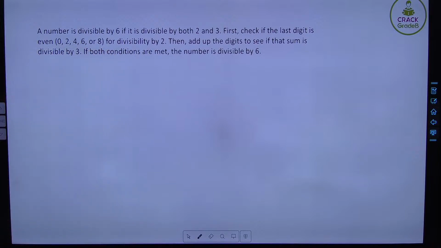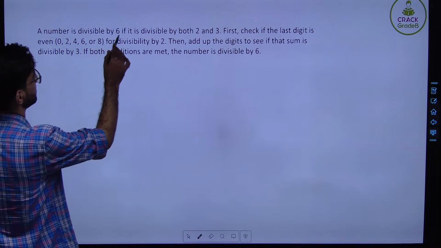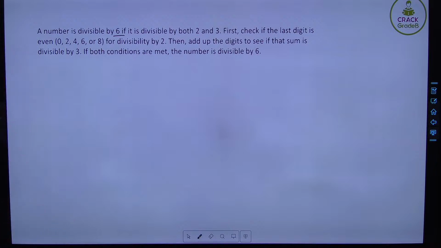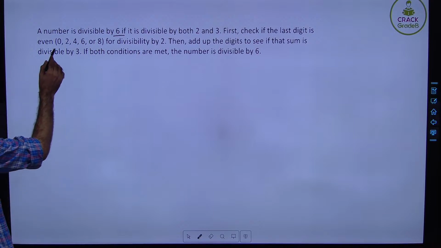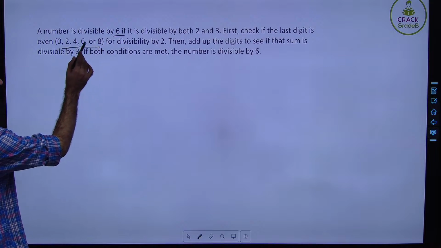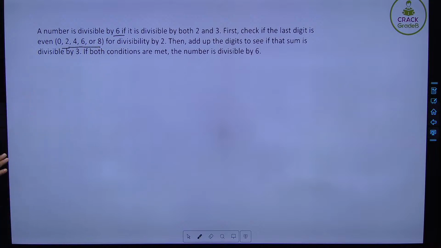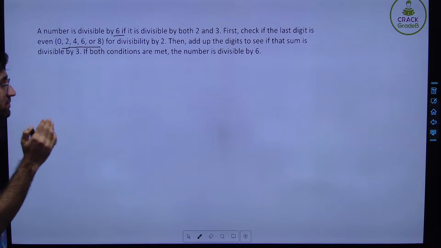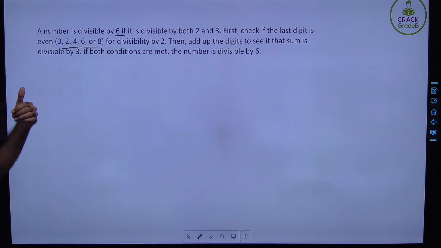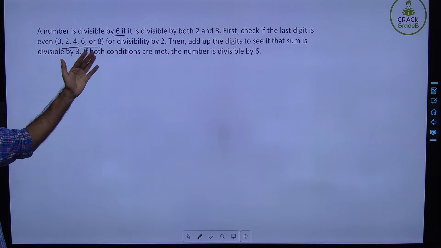Now we will learn about the divisibility rule of 6, right? A number is divisible by 6 if it is divisible by both 2 and 3. So first check if the last digit is even: 0, 2, 4, 6 or 8. If you have to check whether a number is divisible by 6, initially you will have to check whether the last digit is 0, 2, 4, 6 or 8.